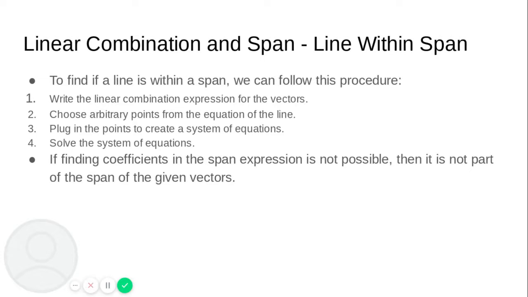Now, if we want to find out if a line is within a span, we can follow this procedure. So we want to write the linear combination expression for the vectors. Then we want to choose arbitrary points from the equation of the line. Then plug in the points to create a system of equations and solve the system of equations. If finding coefficients in the span expression is not possible, then it is not part of the span of the given vectors.